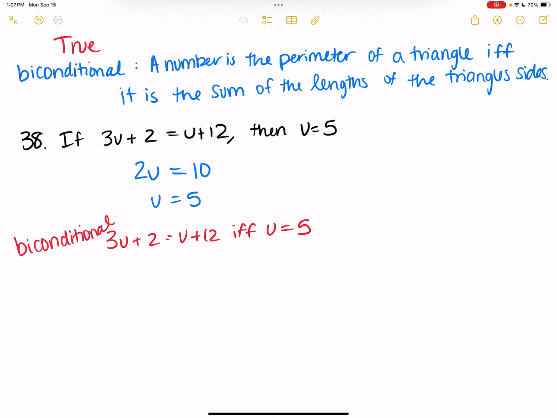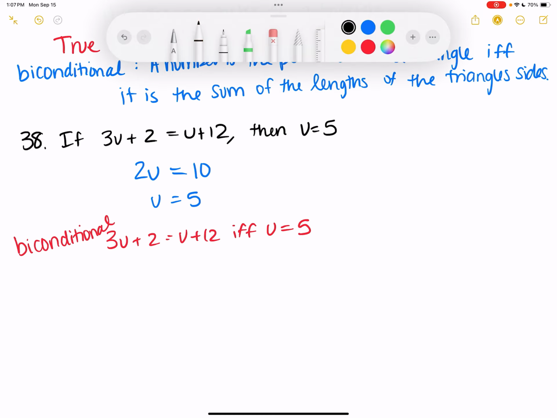All right, 40. I was going to do 42, but it's just like the one we did in the PowerPoint, so I'm going to do a different one. 40: if w squared minus 10 equals w plus 2, then w is equal to 4. So I could plug in 4 and see if this is true. If I plug in 4, I get 16 minus 10, which is 6, is equal to 4 plus 2, right?